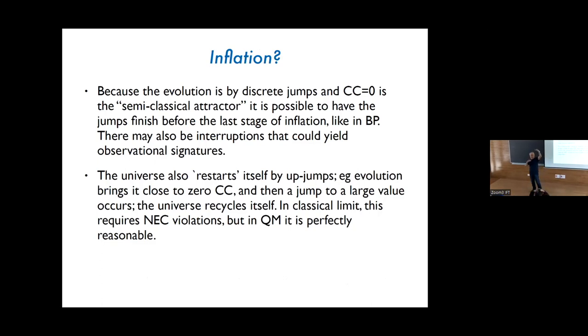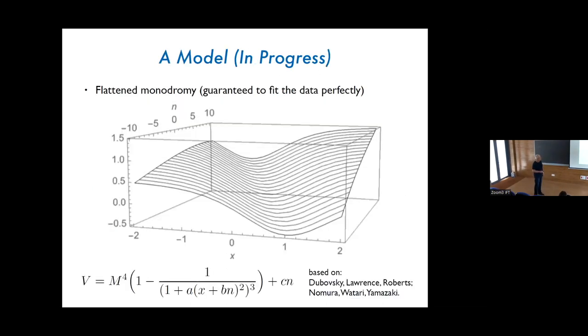You can have inflation in principle again because of the fact that these jumps are large. You can also have these recycling steps. In fact, just for inflation, I'll give you one possible idea that's in progress. I find this very interesting because current data favor very flattened potentials. There is a monodromy potential which includes flattening corrections due to strong coupling effects that was calculated originally by Dubovsky, Lawrence, and Roberts, and then repeated in a simplified form to some extent by Nomura, Watari, and Yamazaki.